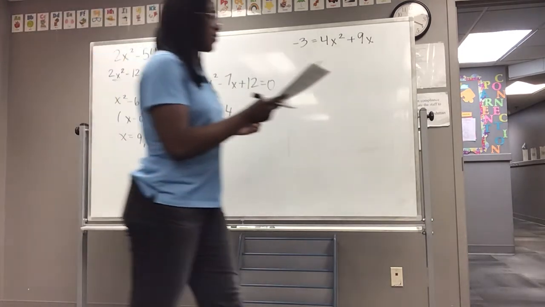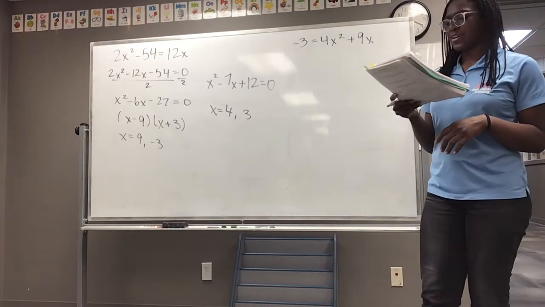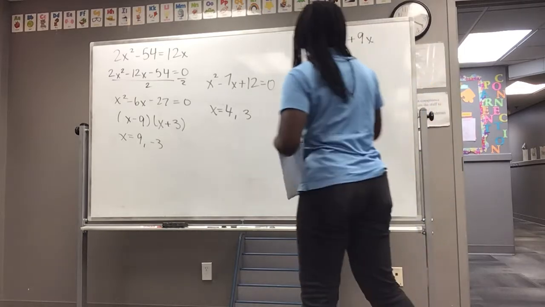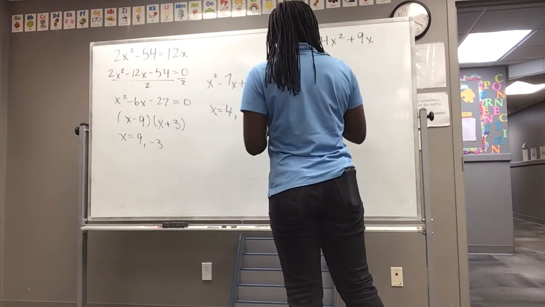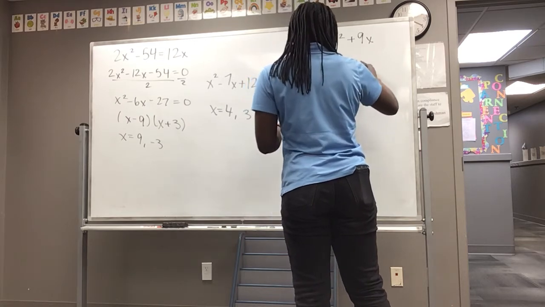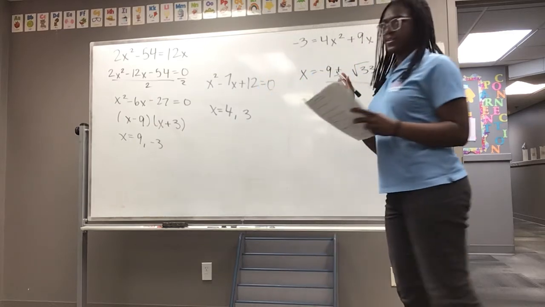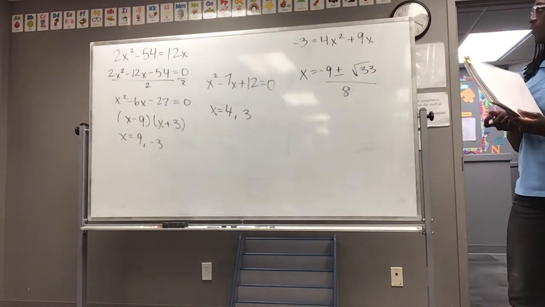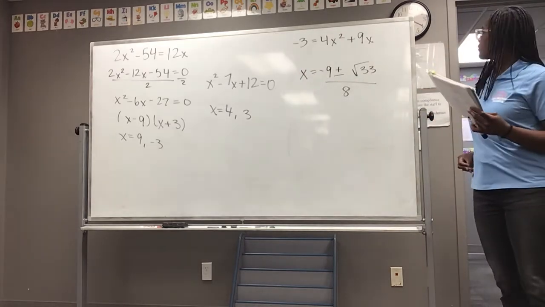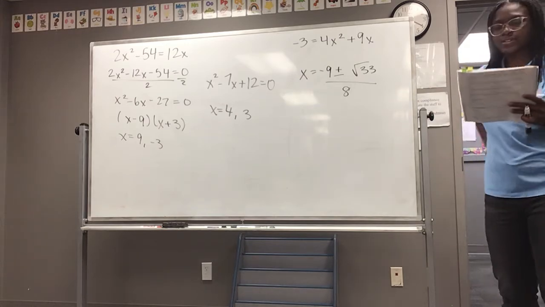And then for the third one, I think the cleanest method would be to use the quadratic formula. So if you do use it, you should get x is equal to negative 9 plus or minus the square root of 33 over 8. Do you guys agree with that one? Does that make sense? Yeah? Okay. We still have like 10 minutes left.